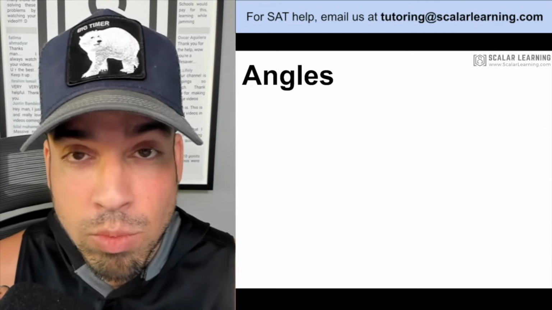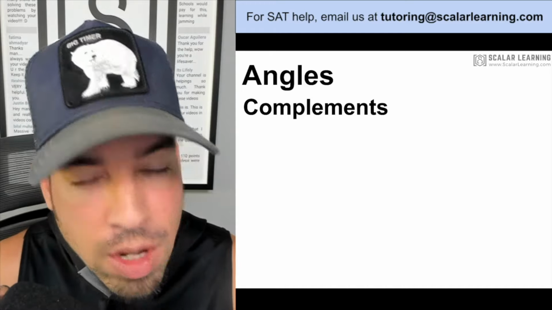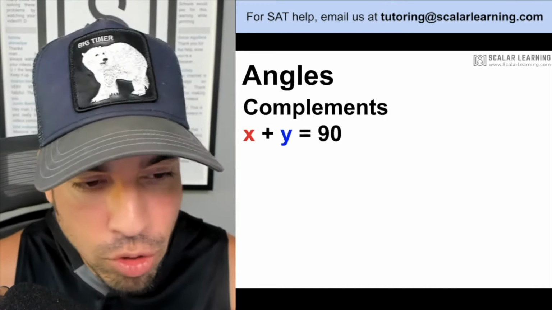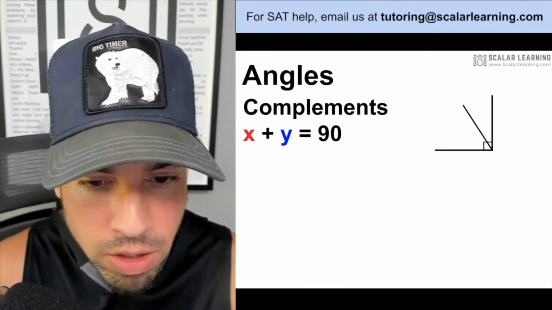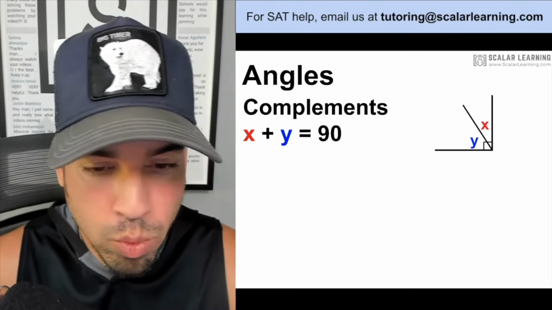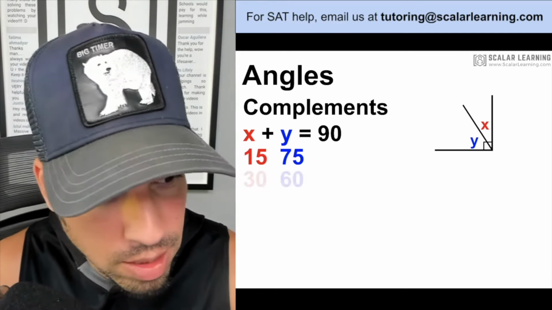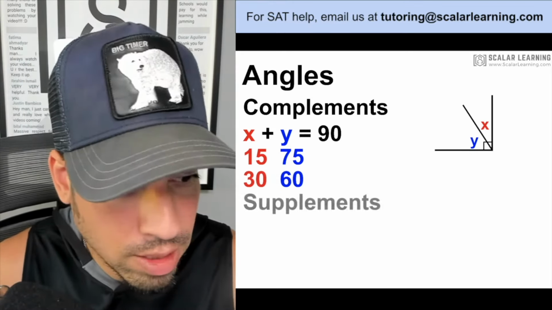Next, I want to talk about some relationships involving angles. So we want to know the terminology of complements, which are two angles that add up to 90. So you can see, for example, here, if we got a right angle, we break it up into two angles. X and Y would be complements. So examples would be 15 and 75 adds to 90. 30 and 60 adds to 90, etc.